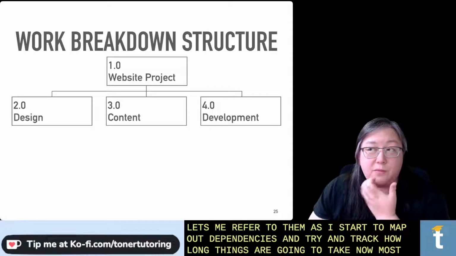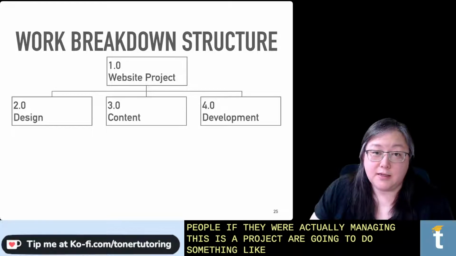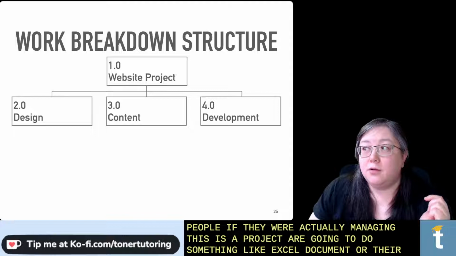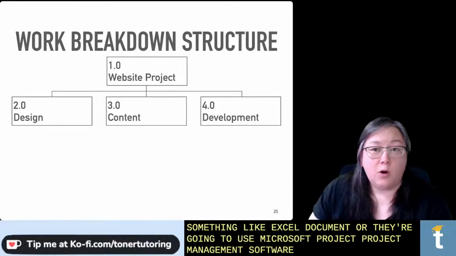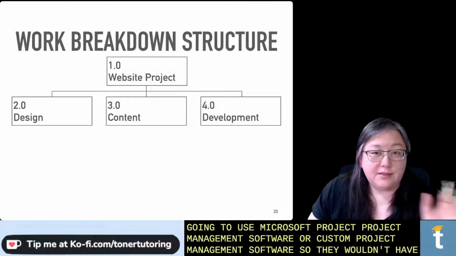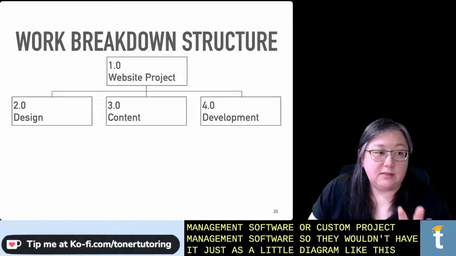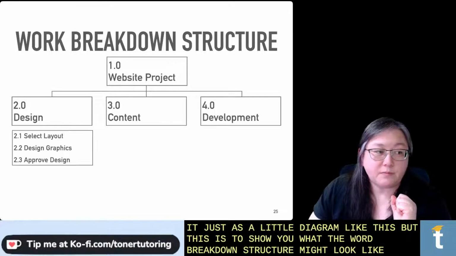Now, most people, if they were actually managing this as a project, are going to use something like an Excel document, or they're going to use Microsoft project management software, or custom project management software. So they wouldn't have it just as a little diagram like this, but this is to show you what the work breakdown structure might look like.